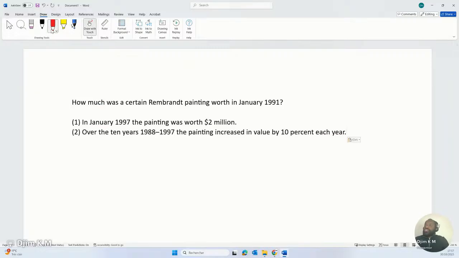So here it says how much was a certain Rembrandt painting worth in January 1991. The first condition says in January 1997 the painting was worth 2 million. But there is no relationship between January 1997 and January 1991, so there's no way for us to know the worth of the painting here from the information given in the first condition. So I will say not sufficient.